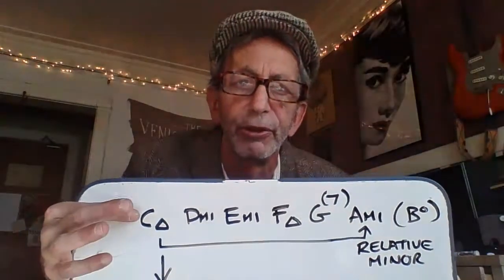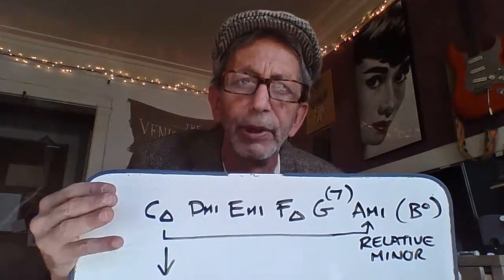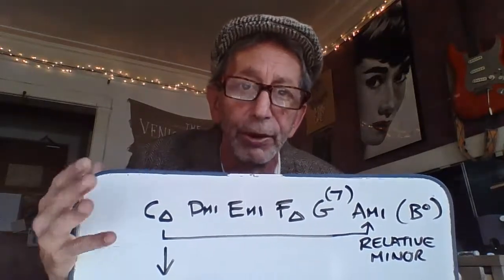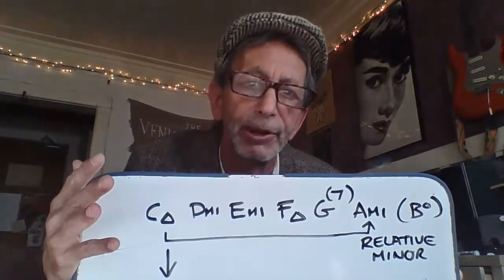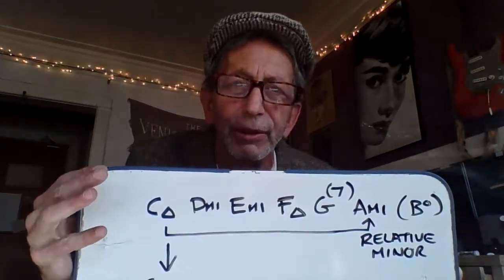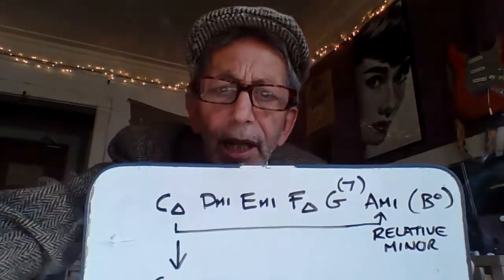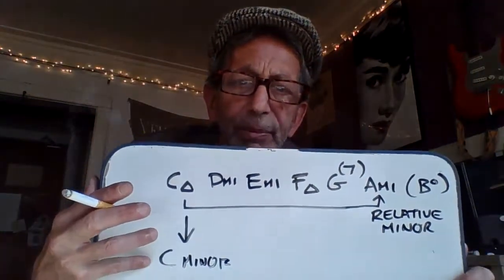Parallel minor is when you switch qualities. Now, what do I mean by quality? Quality has to do with whether a chord is major, the major quality, the happy quality, or minor, the minor quality. And sometimes you can include the dominant seventh quality, which within itself includes major. But parallel minor from C major would be C minor.